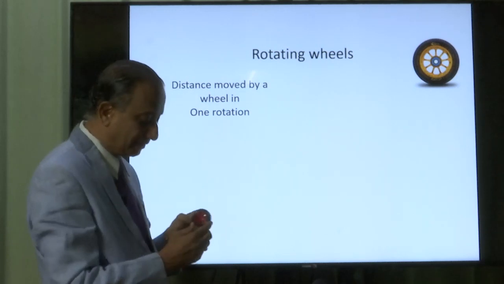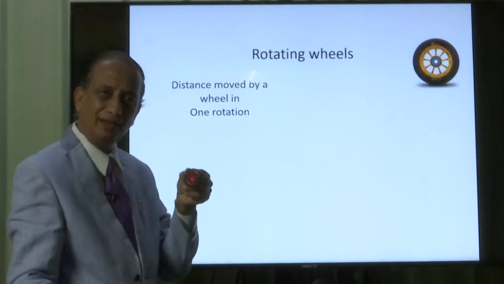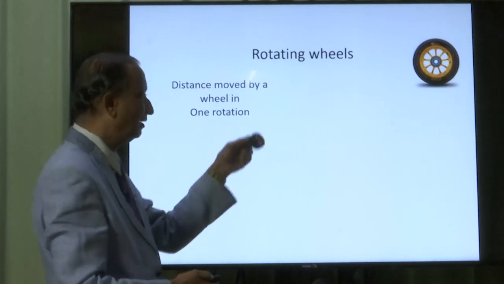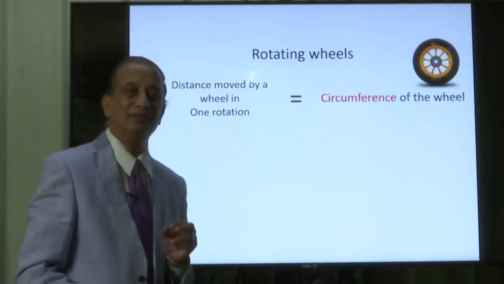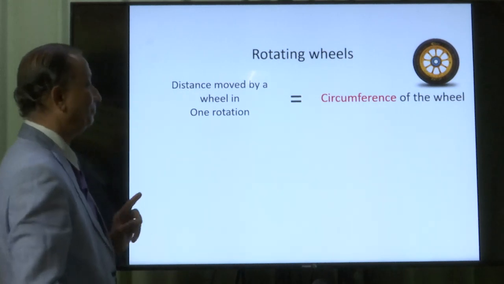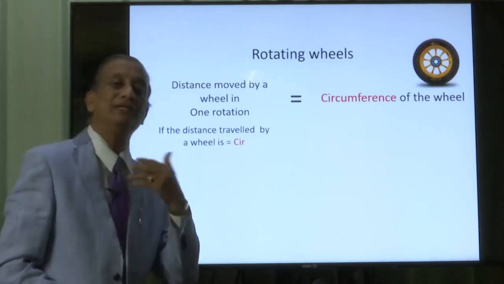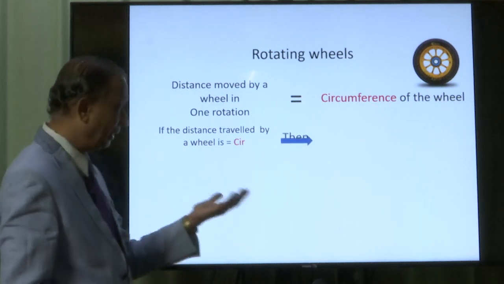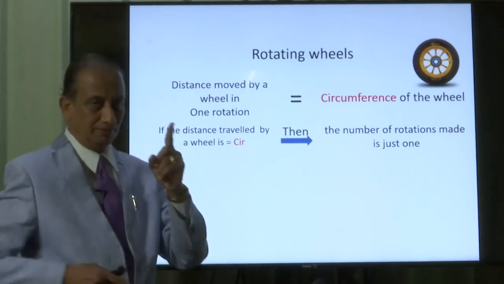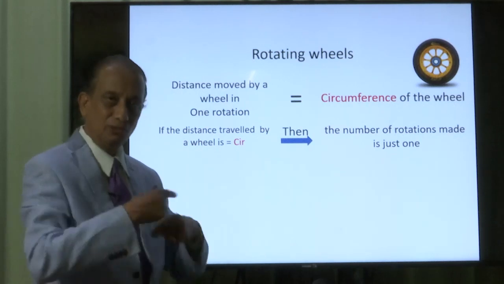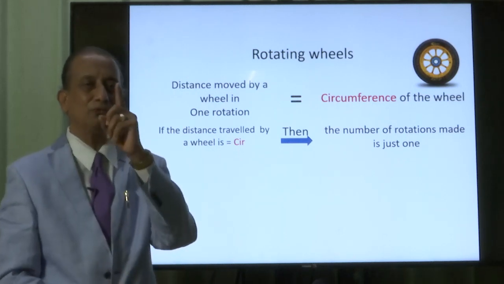You know the distance travelled by a wheel when it makes one rotation. Don't you think that is equal to the circumference of the circle? So, the distance moved by a wheel in one rotation must be equal to the circumference of that wheel. Now, let us reverse this process. If the distance travelled by a wheel is exactly equal to its circumference, then we can say that the number of rotations it has made is just 1.